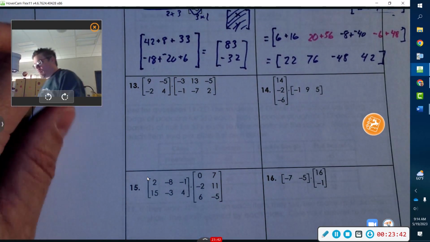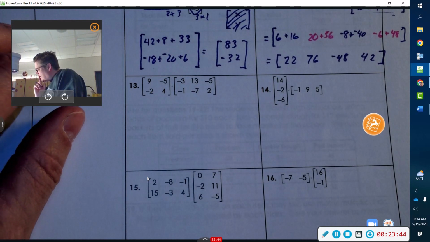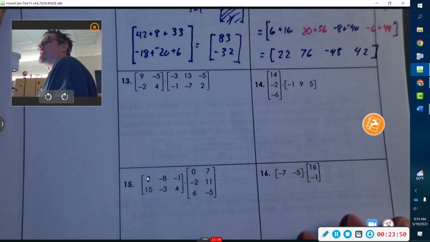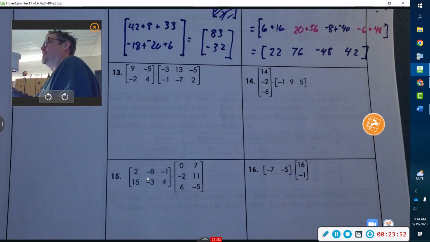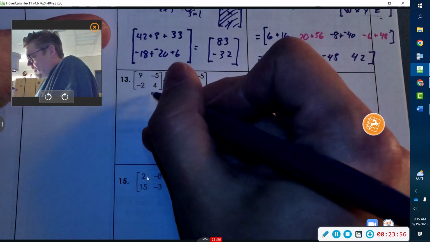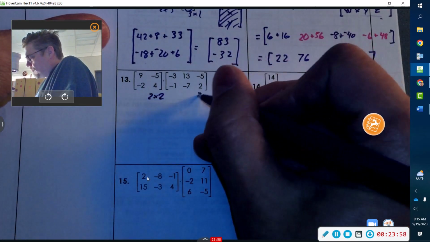Let's do number... I'm trying to find the one that is weird. Any weirdness? Okay. You know what? Let's do 13 and 14 actually. Because 14's weird. You've got a 2 by 2, and this is a 2 by 3. Is it possible?